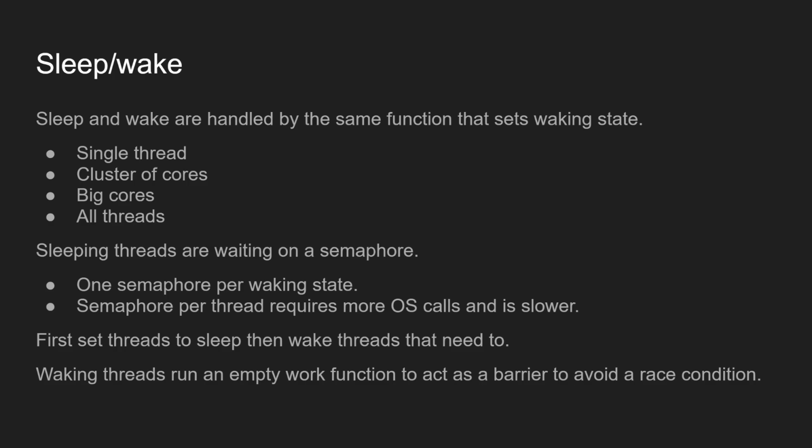The basic idea behind the sleeping-waking function is that it knows the current waking state and it knows the target waking state. Based on that difference, it can determine which groups need to go to sleep or wake up. So first, all of the thread groups that need to go to sleep are put to sleep, and then all of the thread groups that need to wake up are woken up. It's important to note here that there's a potential race condition, and so the waking threads are actually told to run an empty function so that the main thread can then create a barrier to wait for them all to finish waking up.